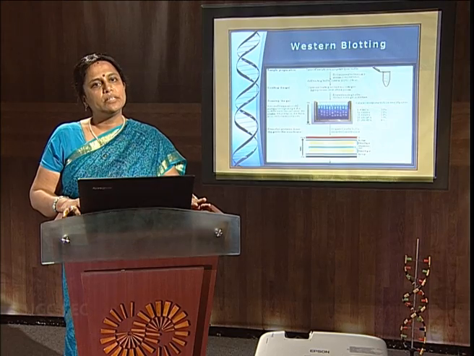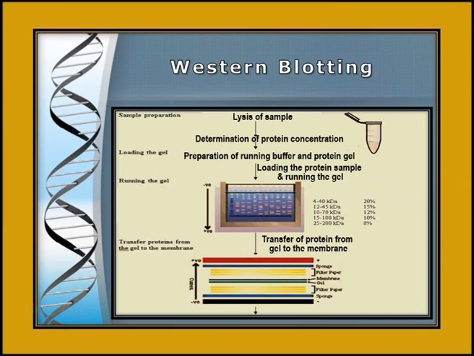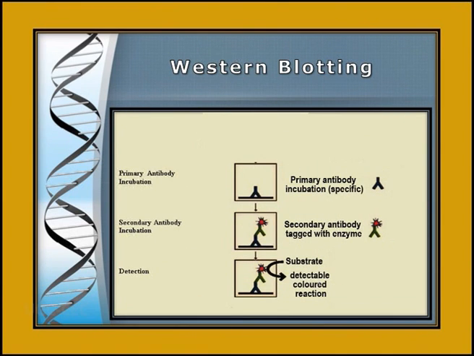Similarly, another method is western blotting, which helps us to determine the presence of a protein or not. Here, the protein molecules are separated on a polyacrylamide gel, and after that they are transferred onto a nylon membrane or PVDF membrane, and after transferring onto the membrane, we blot with an antibody which is specific to that particular protein.